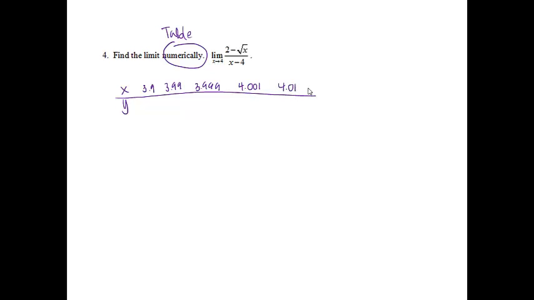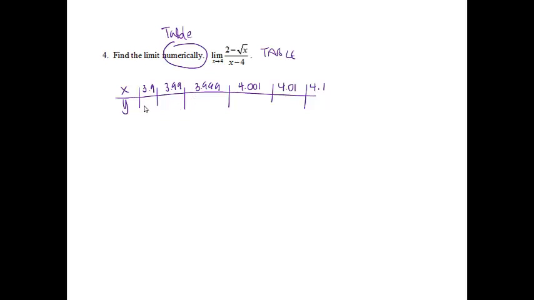Okay, problem 4, find the limit numerically. Numerically means to make a table. So I'm going to find a table as x approaches 4. So if I make my xy table, we'll have 3.9, 3.99, 3.999, and then on the other side of 4 we'll have 4.001, 4.01, and 4.1. And now what we can do is just go ahead and plug this function into our calculator, and then we will use the table feature on our calculator, and then we'll just start plugging in these values.